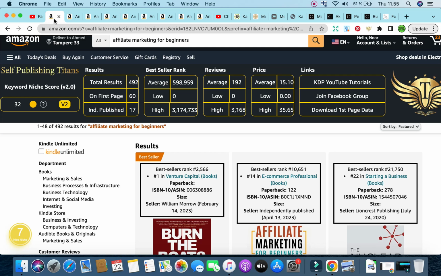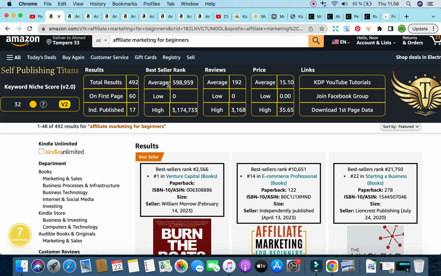Now we are using 2 Chrome extensions mainly that are giving us the keyword niche score, this keyword's strength. The keyword strength according to Self-Publishing Titans is 32, which contradicts with the data that we have here. But the keyword niche score given by the Amazon Scout Pro Chrome extension, the free one, is number 7. Now number 9 is the highest keyword strength score that you can get, but number 7 is also good, and it is categorizing this keyword as a nice niche, wonderful keyword.